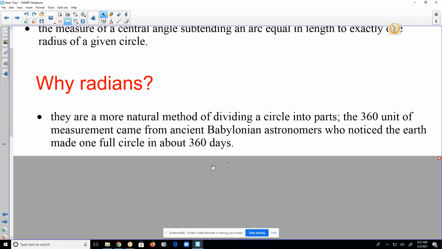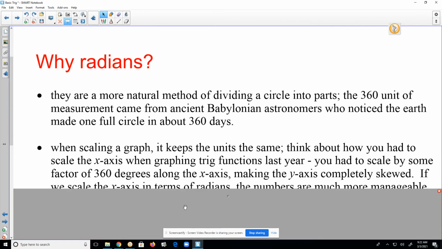So when you look at it that way, it's like, all right, why 360? They could have easily counted wrong, and it could have been 380 or 320 or 340 or whatever. So radians are a little more natural way of dividing a circle into its parts.